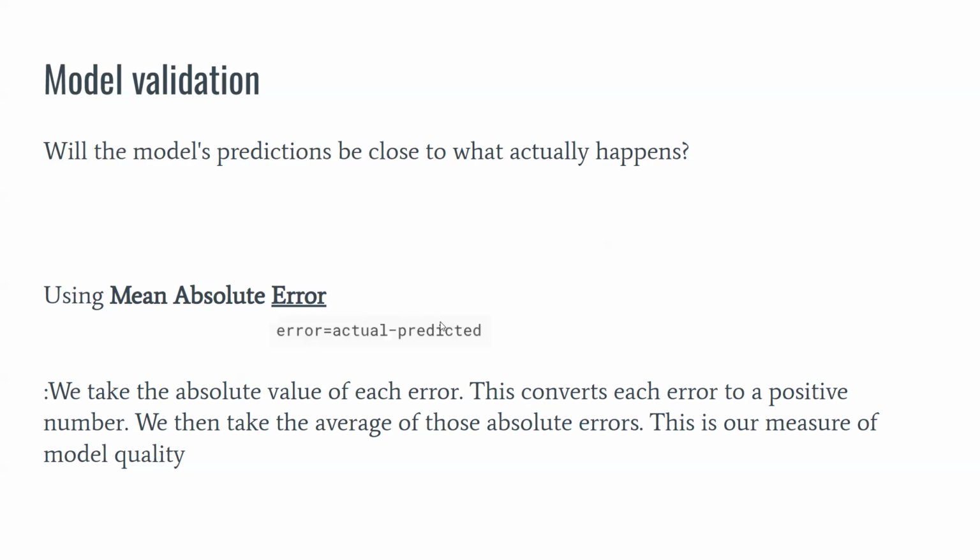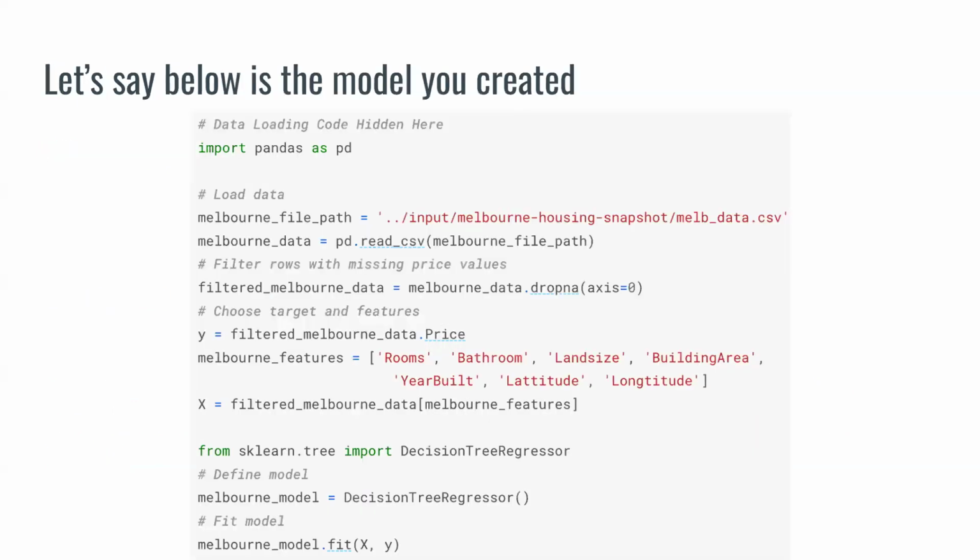With the mean absolute error metric, we take the absolute value of each error. This converts each error to a positive number. We then take the average of those absolute errors. This is our measure of model quality. In plain English, it can be said as, on average, our predictions are off by about X value.